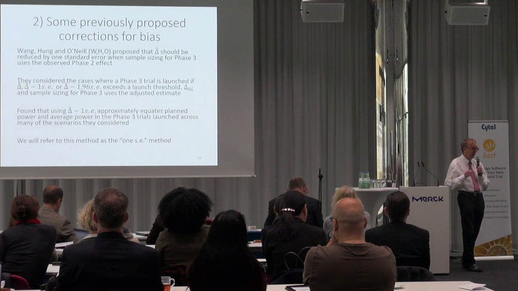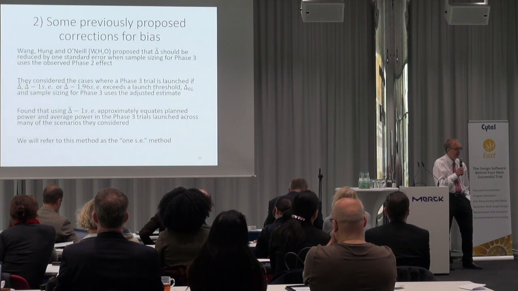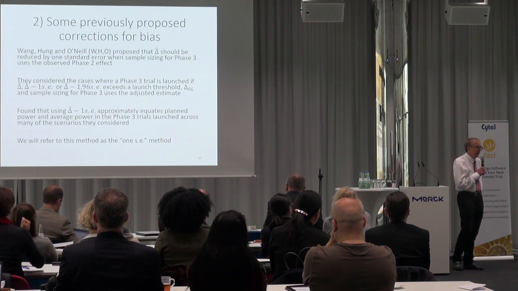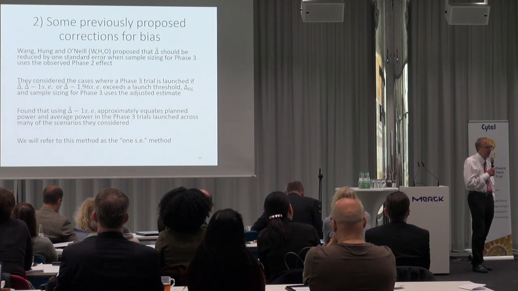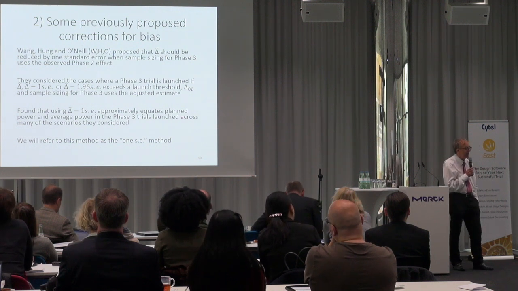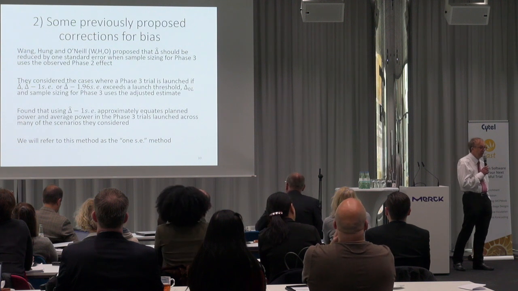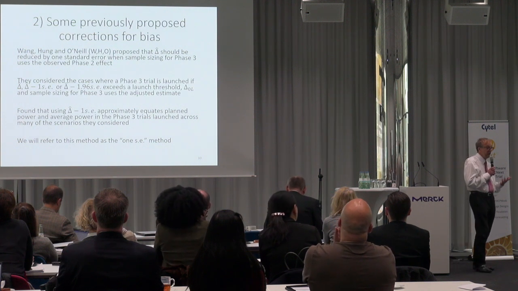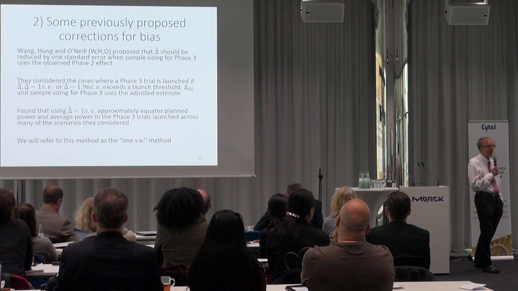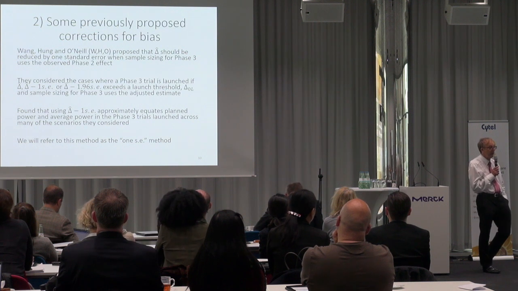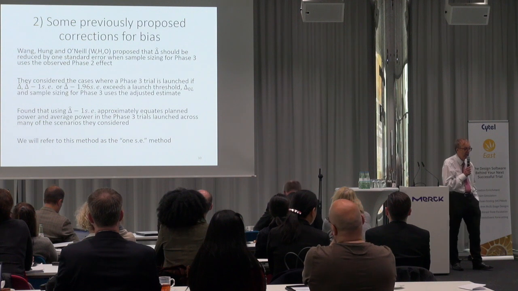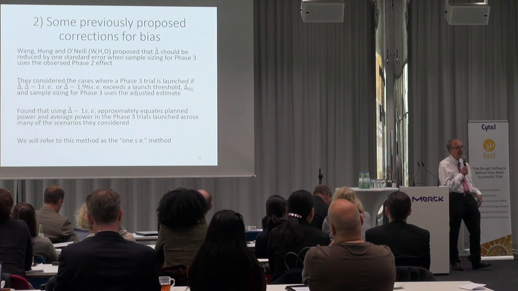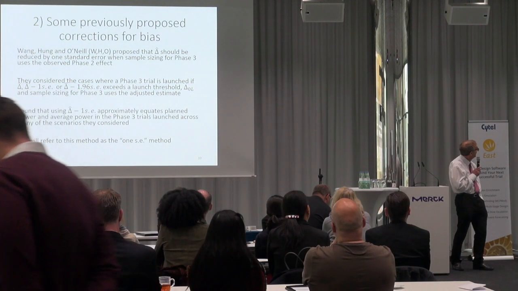Okay, so there has been previous work, although not necessarily directly thinking about selection bias, but in effect that's what they've been doing. Wang, Hung and O'Neill proposed that the usual treatment estimate should be reduced by 1 standard error when you sample size for phase 3 using observed phase 2 results to guard against basically this selection effect.